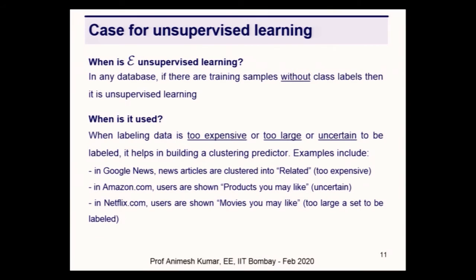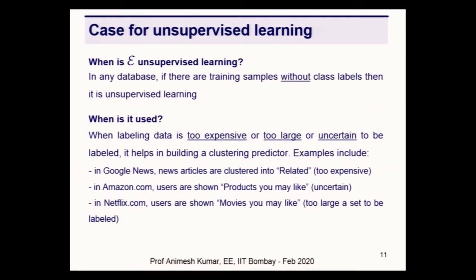So then you may say, this seems like the most natural thing to do, but will I ever have a setup where I would like unsupervised learning? And any guesses when will you use it? Well, whenever labeling the data, whenever labeling those images or labeling those functions is too expensive or too large or just too uncertain to be labeled, then you would not like to use a supervised learning setup. You would like to use what is called unsupervised learning.